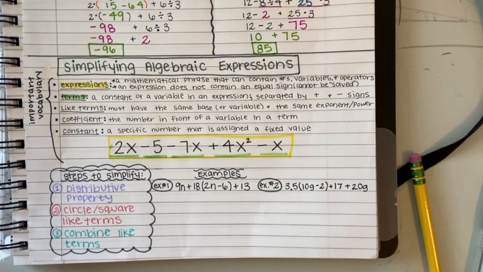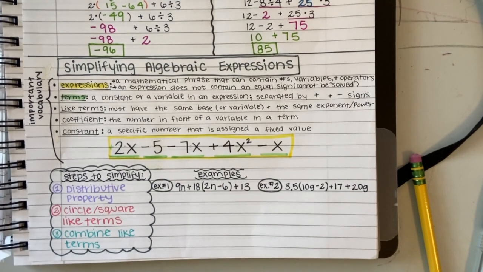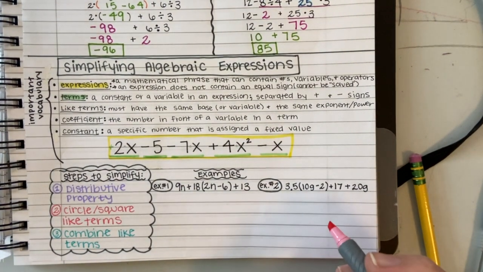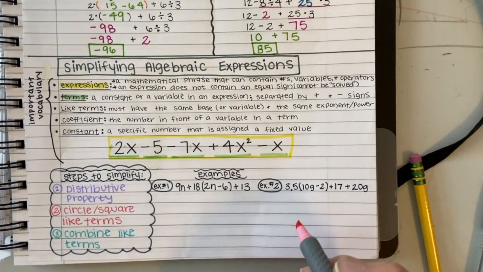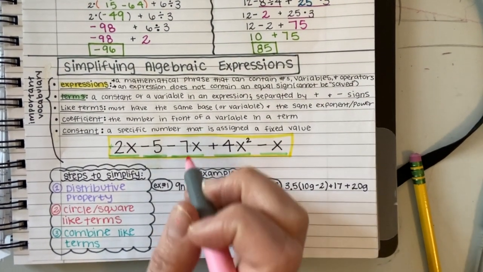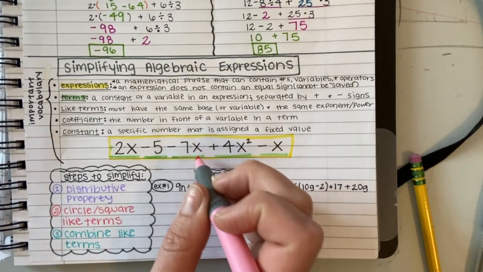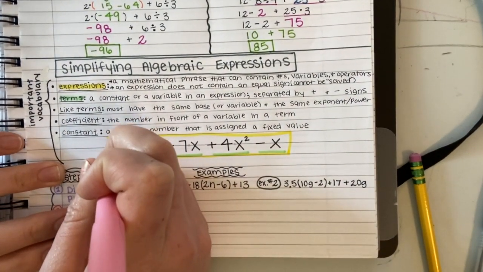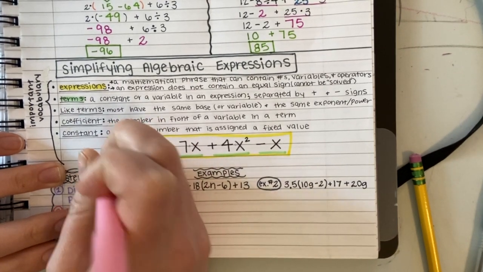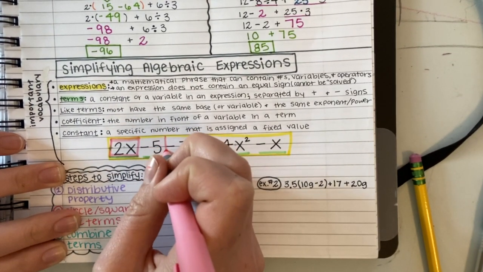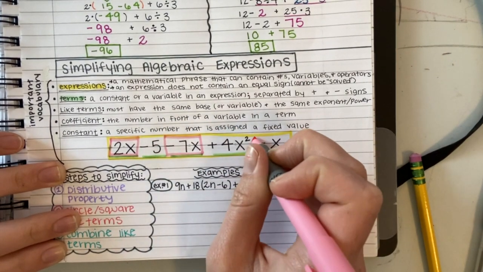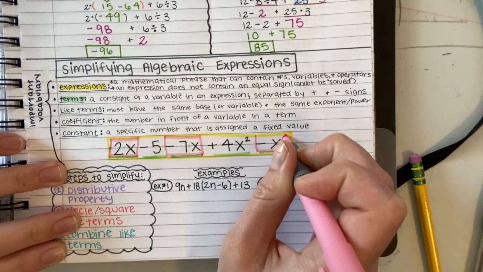A like term needs to have the same base, which is the same variable, and it needs to have the same exponent. So what I'm going to do is I'm going to square my terms that have an x with an exponent of 1, which is just no exponent. So we've got 2x, we have negative 7x, and we have negative x.